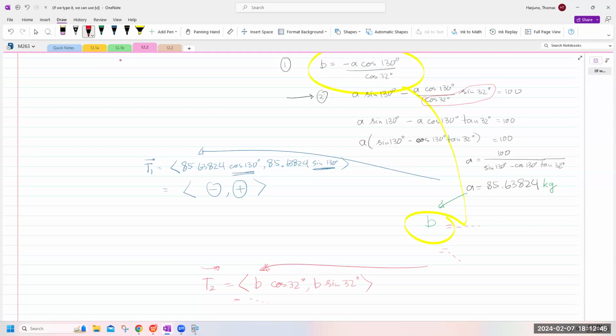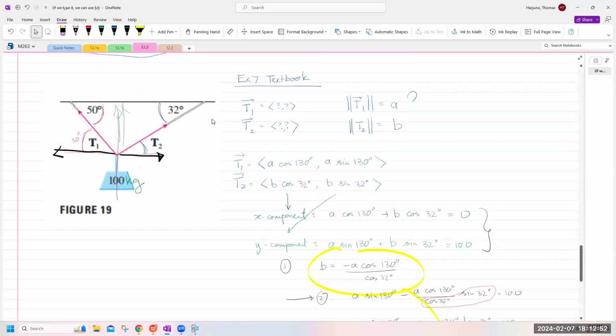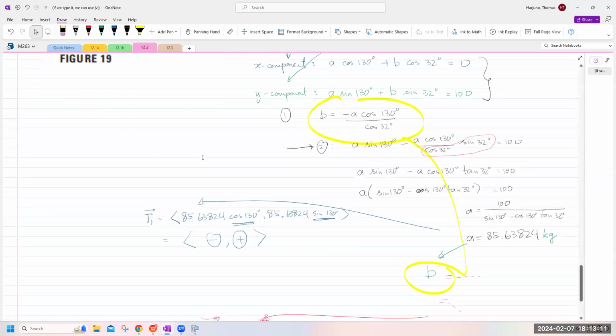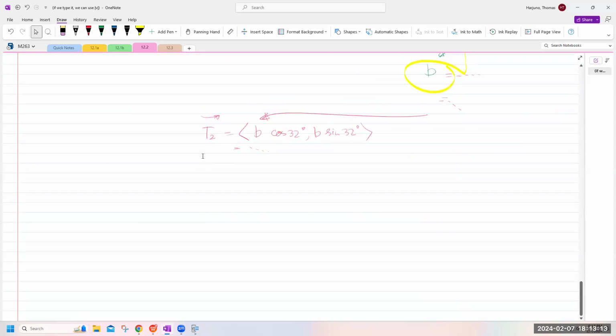We use vectors a lot in physics though. By the way, this is actually not the only way to do this problem. The way I showed you the work here was to show you how we use the components of T1 and T2. But somebody can do it this way also.